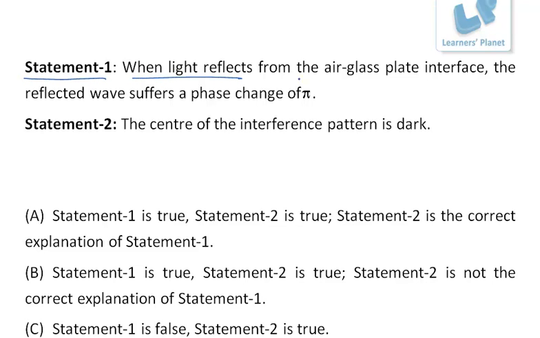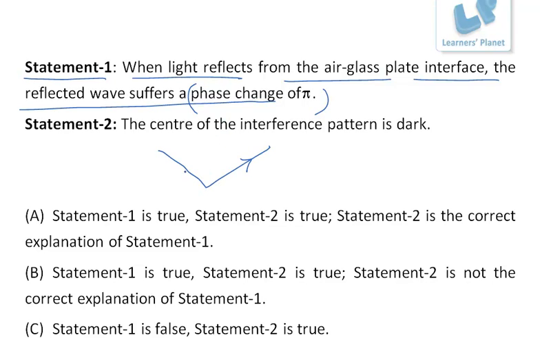When light reflects from the air glass plate interface, the reflected waves suffer a phase change of pi. This we already know, that when a ray of light traveling from rarer to denser medium gets reflected at the interface, then a phase change of pi takes place. That means the incident ray and the reflected ray have a phase difference of pi, which is equivalent to a path difference of lambda by 2.